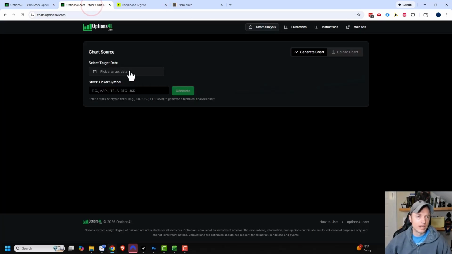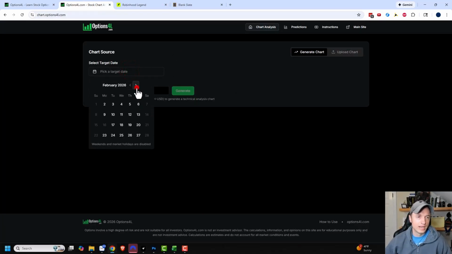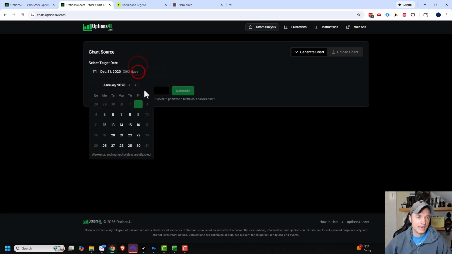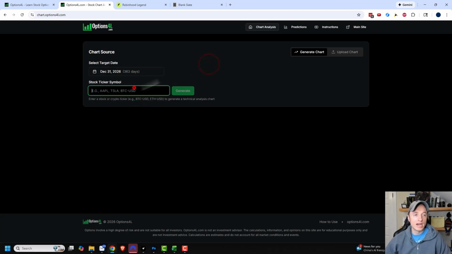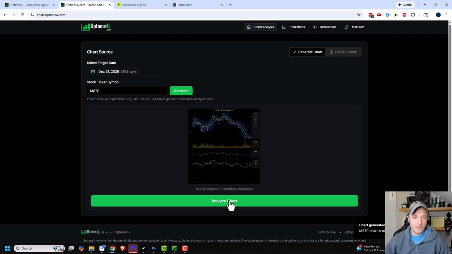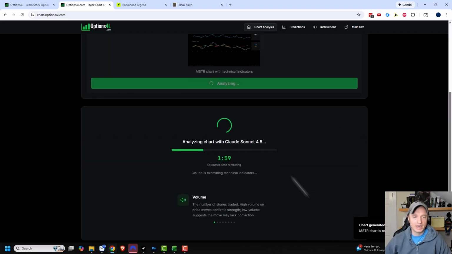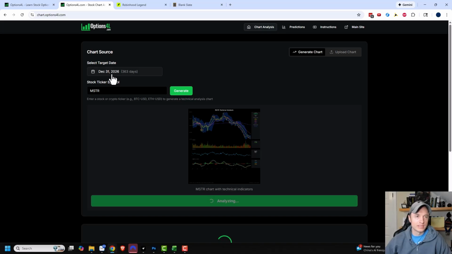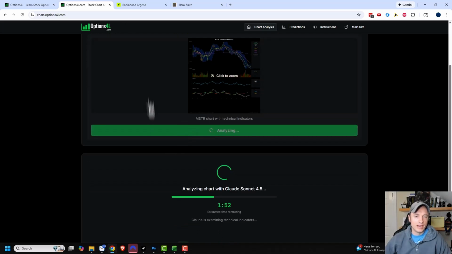Now, I also want to run it through this tool right here. So this will analyze the charts for us. You can find it at chart.optionsforl.com. It'll only go out 1 year though, or 363 days in this case, but it can at least give us an idea where the stock may go. So let me throw out an MSTR real quick, and it'll generate the chart for us, and then we're going to have it analyze the chart and tell us where it thinks that MicroStrategy will go by December 31st, 2026. All right, so that'll take a minute or two to run.